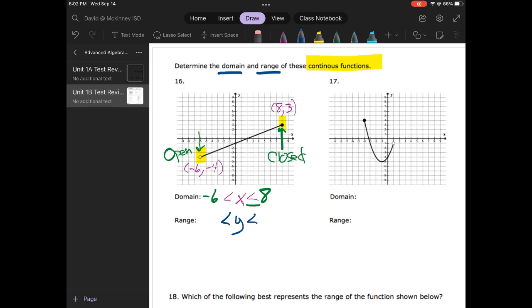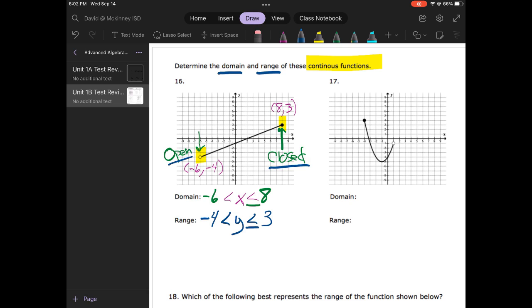For the range, I set this up with y in the center of my inequalities instead of x because the range values are y values. I look at the lowest possible part of this graph and I notice that it's right there at -4. Again, that's an open circle, so I don't put a line underneath my inequality. At the highest, my y value is a 3, and that's a closed circle, so I will write a line underneath it there.